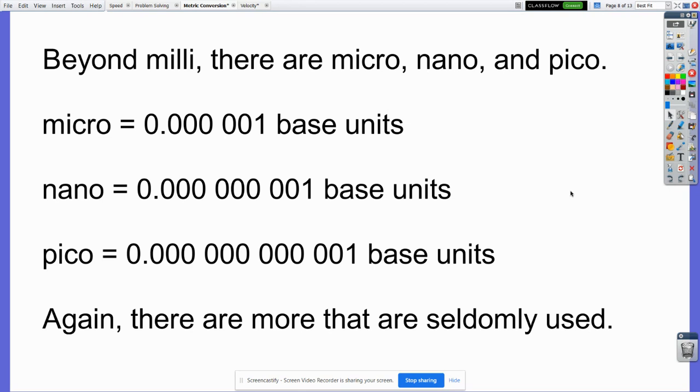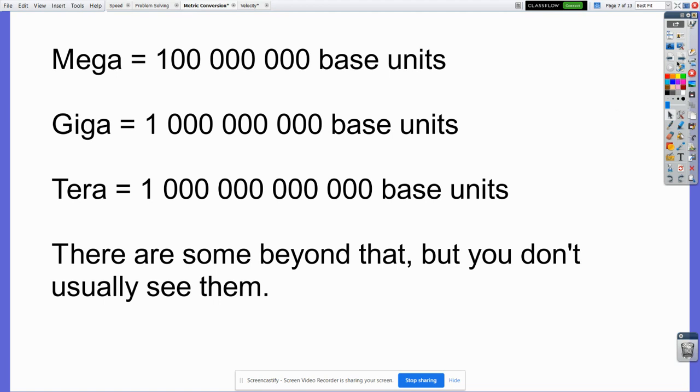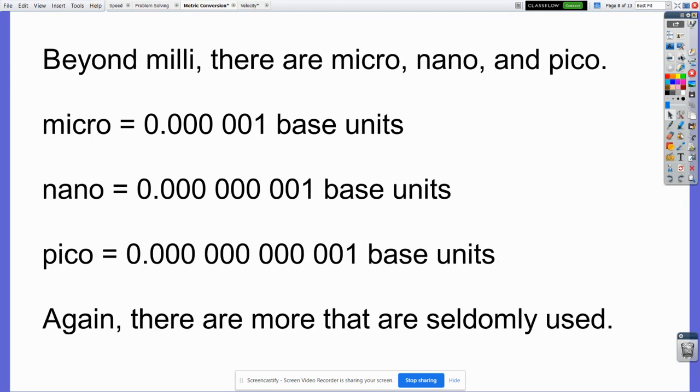Now note, you'll see I didn't put any commas in these numbers. Scientists don't use commas in numbers because commas can be mistaken for decimal points. In fact, in Europe, commas are used instead of decimal points. So we don't use commas. If you want to break up your sets of zeros, you can use a space like I did here, but it's best to avoid using commas. So micro is one millionth, nano is one billionth, and pico is one trillionth. Again, there are some past that, but they're seldom used.